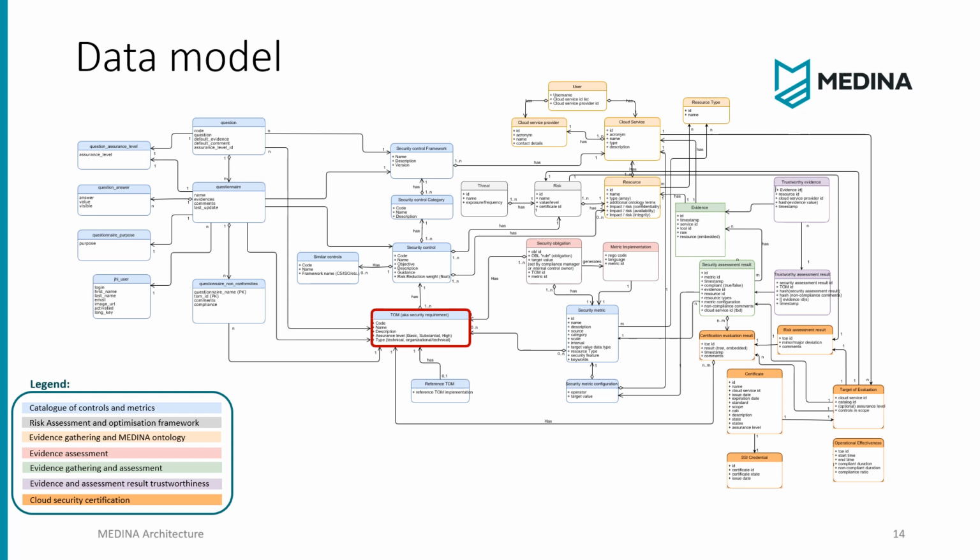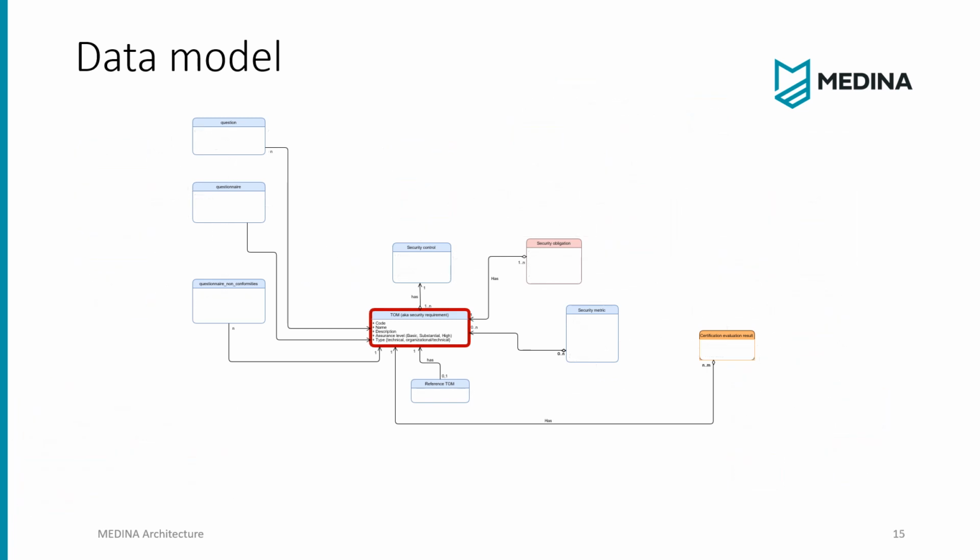As an example, let's have a look at the entity TOM, acronym of Technical and Organizational Measure, that, in MEDINA, is the equivalent of a security requirement. A TOM is represented by its code, name, description, assurance level, that can be basic, substantial or high, and the type. The TOM is always part of a control and can include a reference TOM, which is the implementation guideline for the requirement.